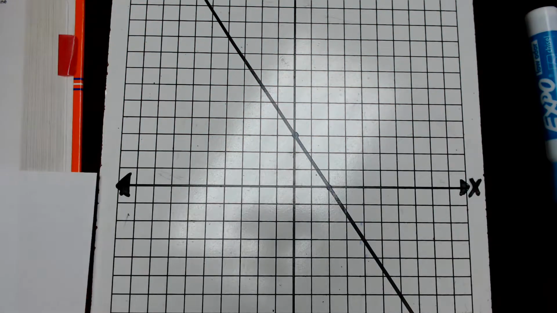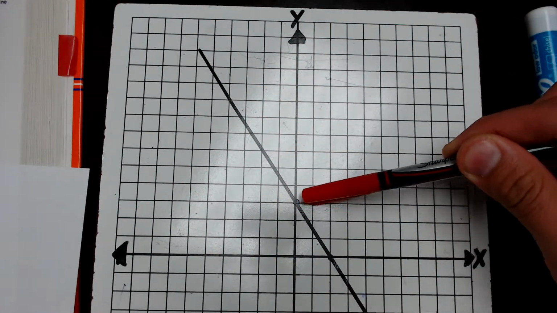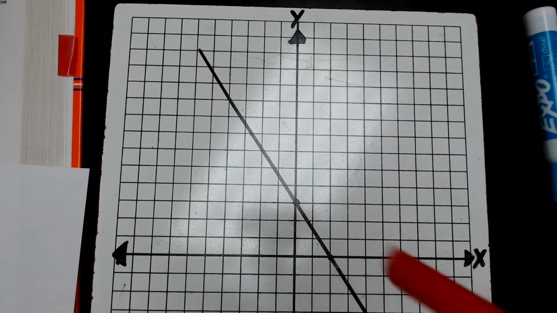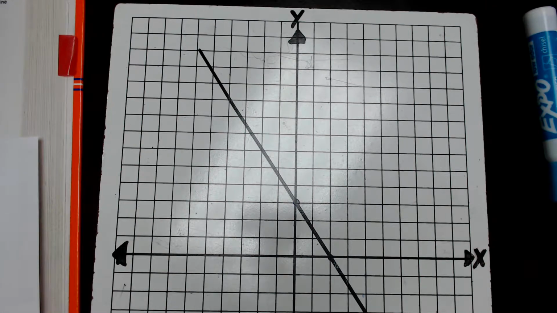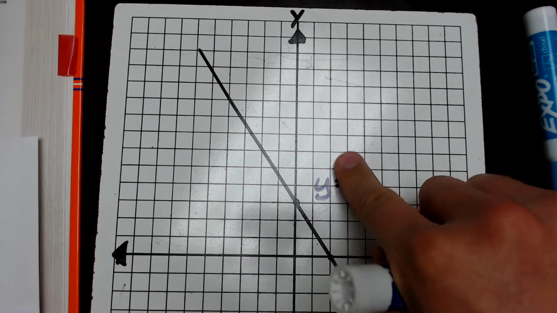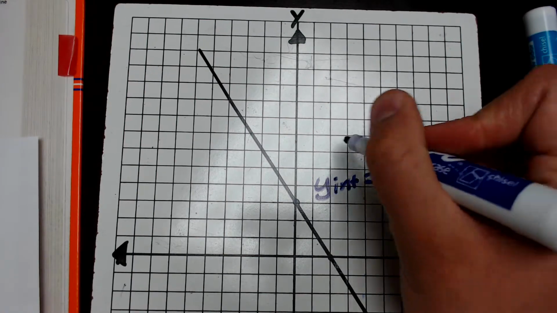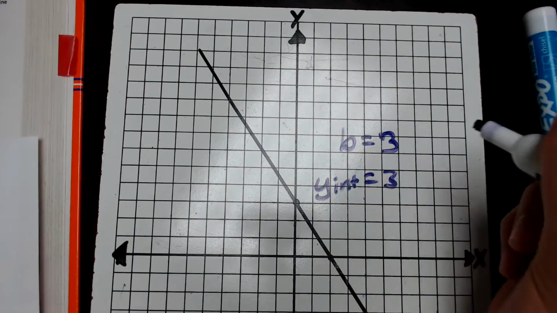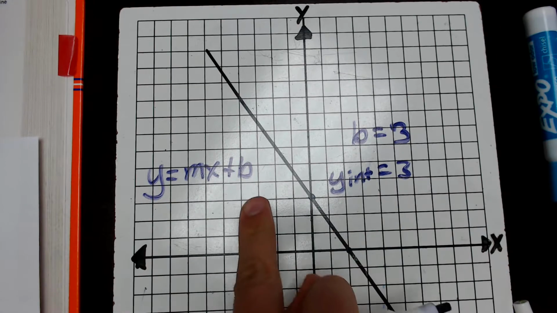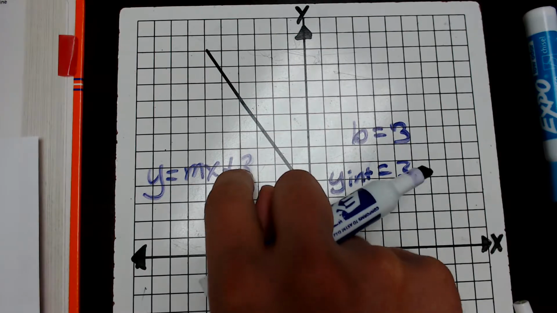So, finding b is not very difficult. All I have to do is trace the line, and when it hits y, I have to find out what the value of y is. So if I start from 0, I've got 1, 2, 3. So the y-intercept equals 3, or b equals 3. So in the equation, y equals mx plus b, I can go ahead and replace b with positive 3. So I know part of the equation now.